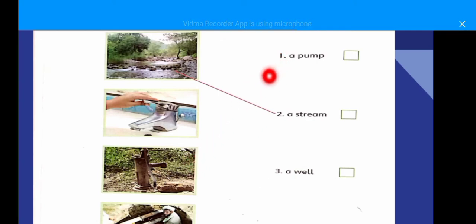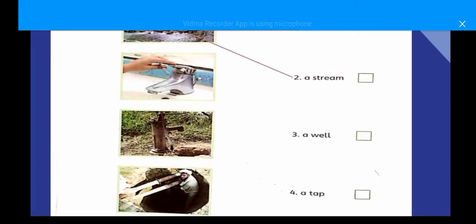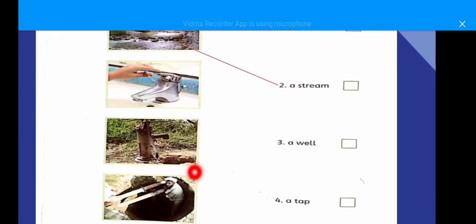You can use your color pencils or you can use your lead pencils, but please try to draw straight lines. And now the last one is remaining, it's the well. And here the third answer is a well, so we will match it also. So I hope that you all have done the matching also.